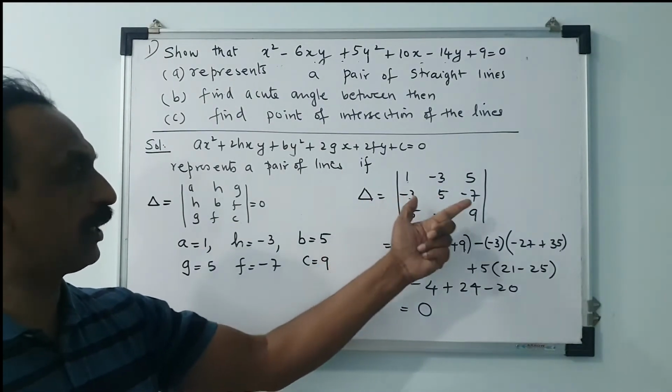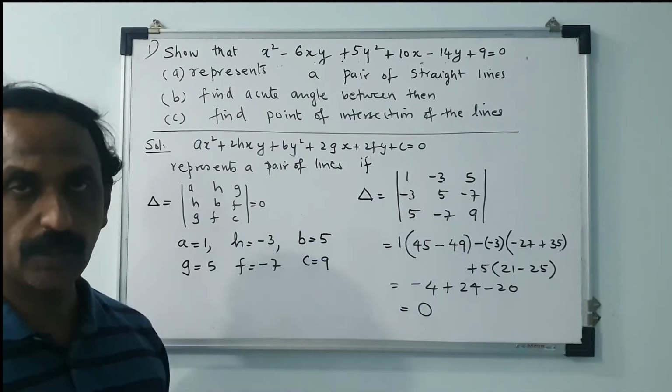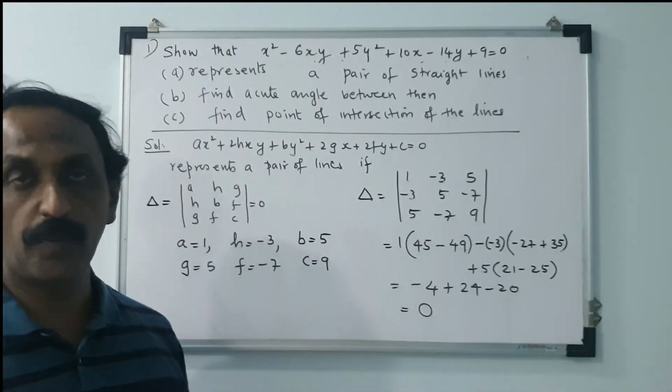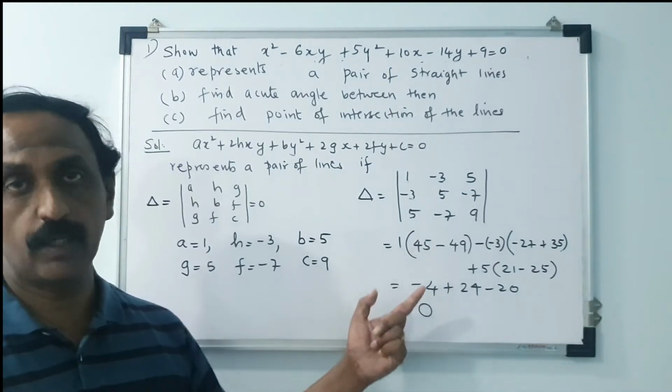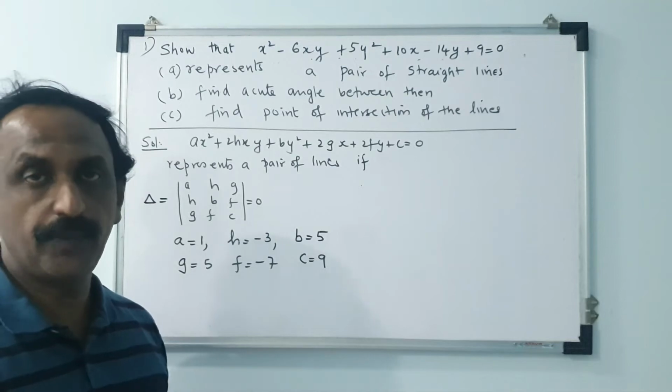So when you calculate the value of delta, be careful how to expand it. You can also use a property, R2 minus R1, R3 minus R2, that determinant's property. If you use it and show that two rows are identical, it will be much faster to calculate than expanding. That is your choice. Now we will find the angle between the lines.